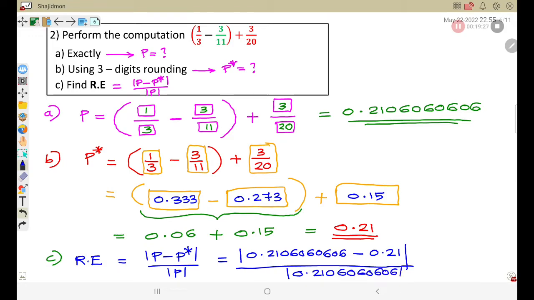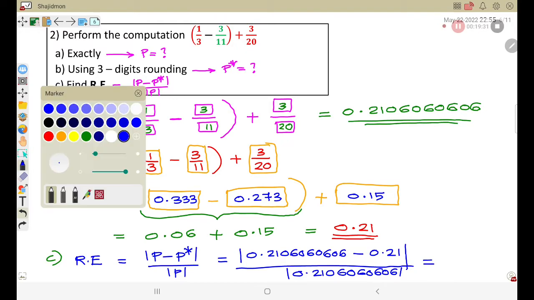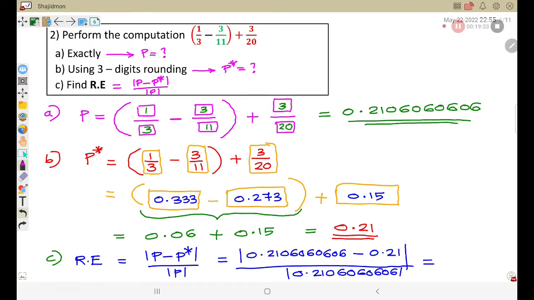0.210606066. You can check the calculator what is this answer. Okay, so in the calculation you will get 2.88 multiplied 10 power minus 3. Only we need to consider 3 digits rounding. Whatever asked in the second part, same number you can write. If you are writing full digit also, it is correct. Okay, I am just writing 3 digits rounding here.